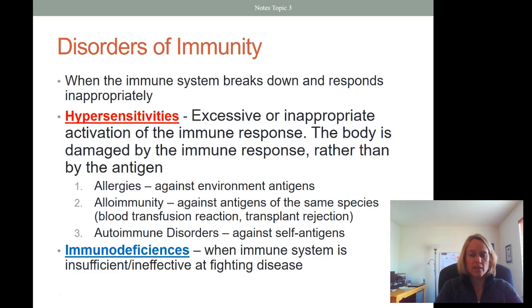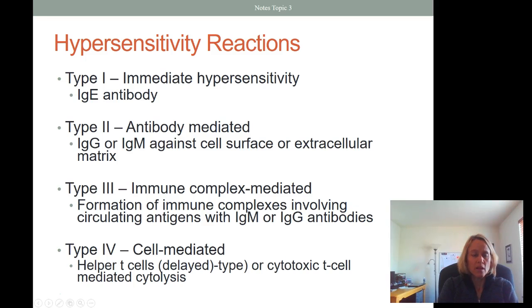And then on the other end of the spectrum, we have immunodeficiencies, and this is when the immune system is inefficient or ineffective at fighting disease. Now, all the hypersensitivity disorders, allergies, alloimmunities, and autoimmunities involve one of the four types of hypersensitivity reactions that we're going to talk about. Type 1 is an immediate hypersensitivity reaction, which involves IgE antibodies. Type 1 only includes allergies.